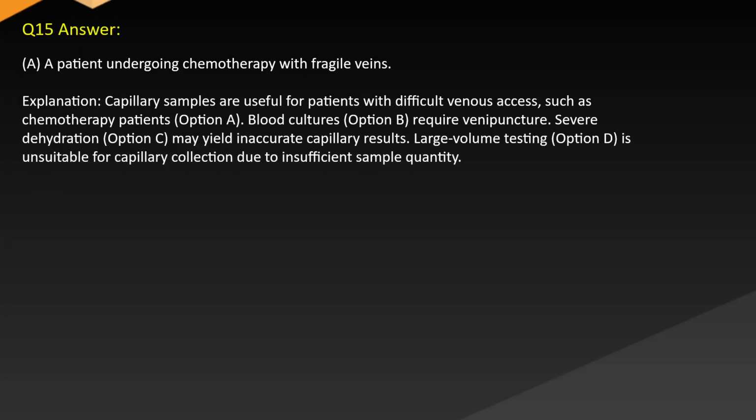Answer A. A patient undergoing chemotherapy with fragile veins. Explanation: capillary samples are useful for patients with difficult venous access, such as chemotherapy patients. Blood cultures, option B, require venipuncture. Severe dehydration, option C, may yield inaccurate capillary results. Large volume testing, option D, is unsuitable for capillary collection due to insufficient sample quantity.